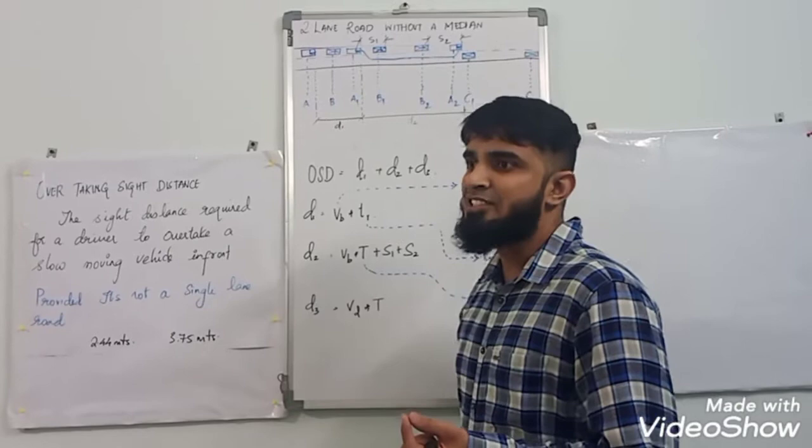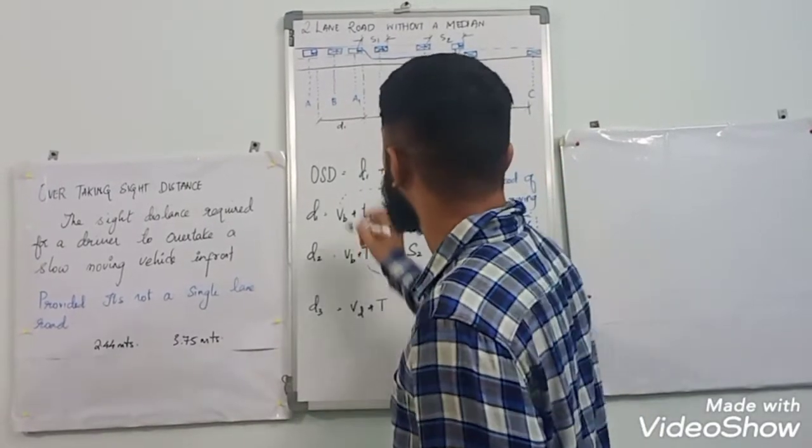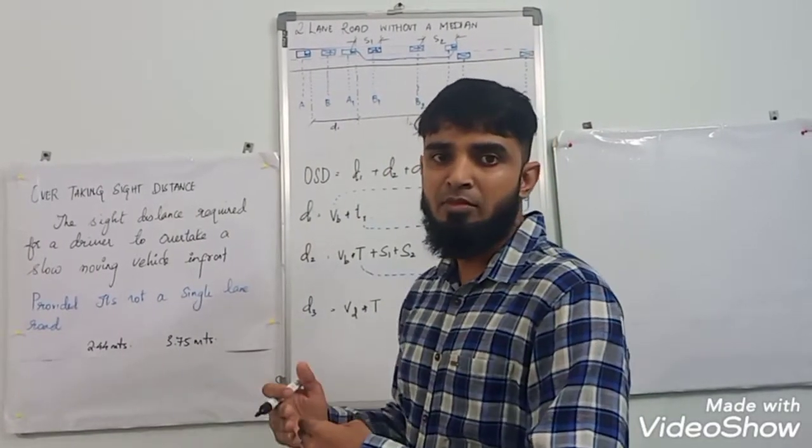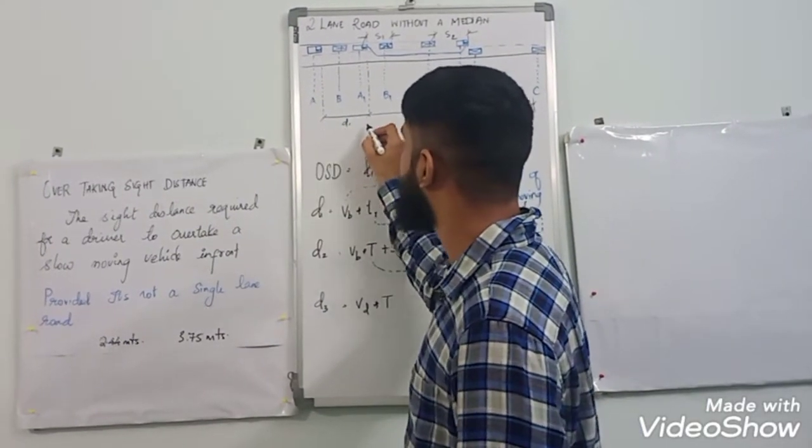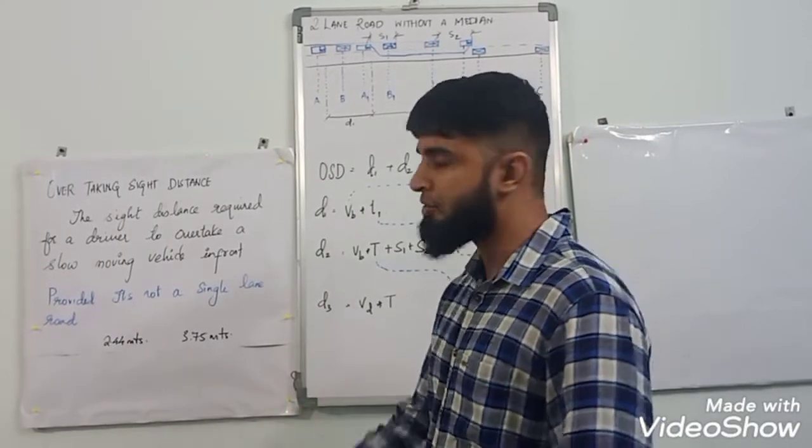Now, this vehicle A is moving at the same speed for the reaction time. Same speed at reaction time. Now, this is the distance it is traveling in this particular direction.